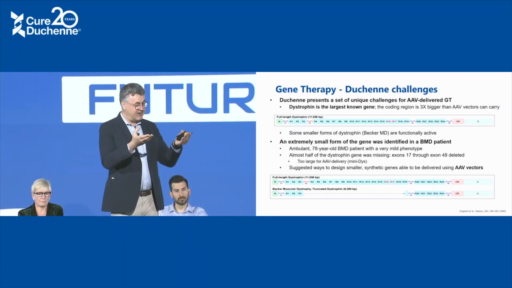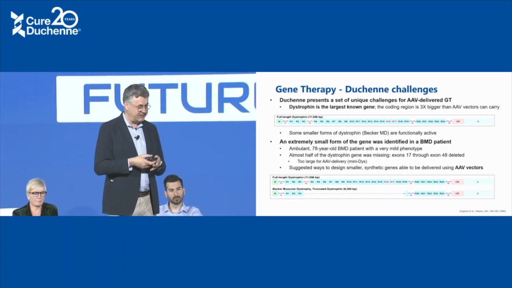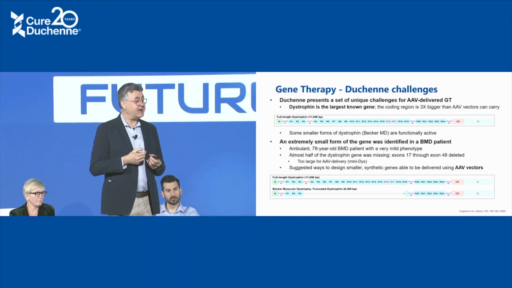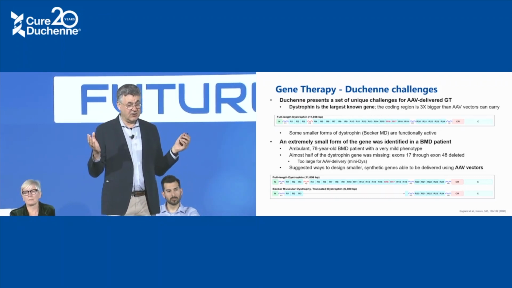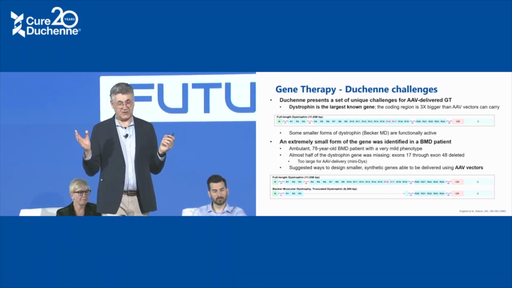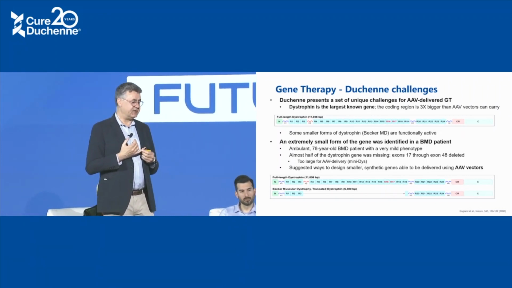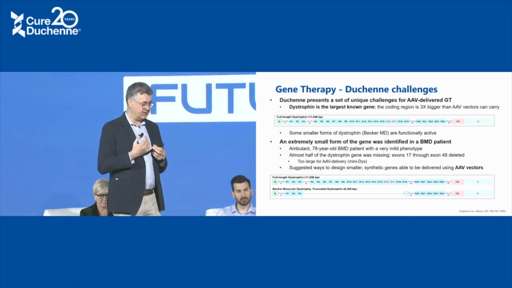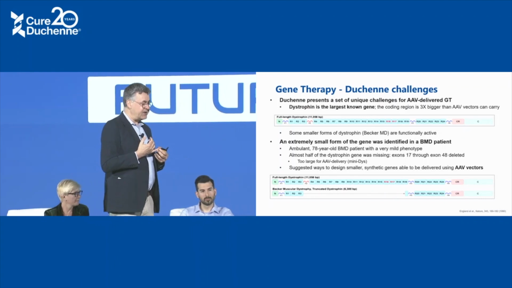But what you want to replace in Duchenne muscular dystrophy is shown up there. That's about 11,500 bases long. So you can't fit that into AAV. It's too big. And even though it's our workhorse, it does not work. So what are the solutions to that?